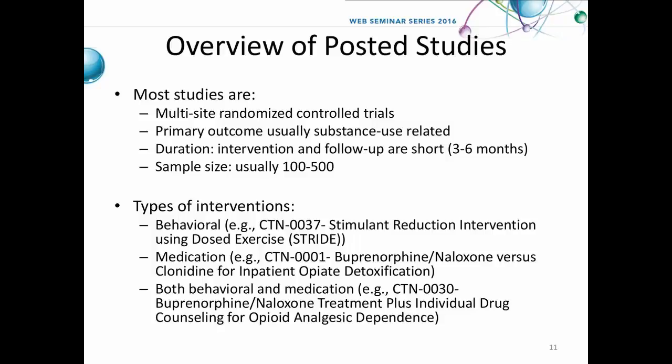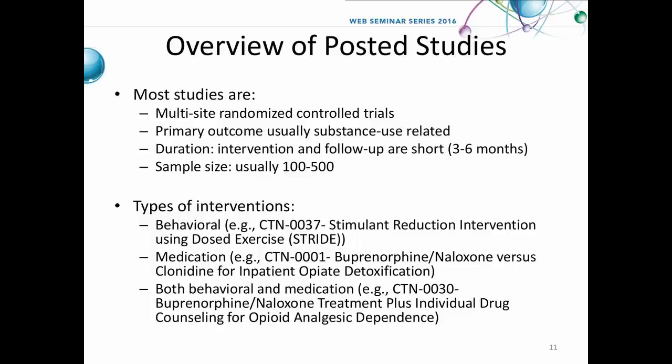Duration, these interventions and follow-ups are usually in the 3 to 6 month time range, and the sample size is generally between 100 and 500. Now, again, with over 50 studies on the website, you're going to see some variation, but this is to give you a general idea if you haven't yet explored the site so that you know what to expect. There are different types of interventions.